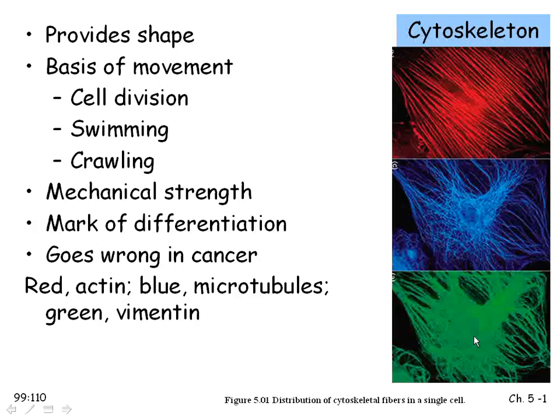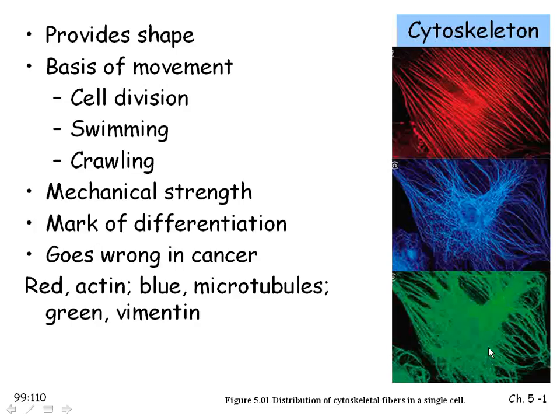Okay. This panel of three pictures is the same cell in which three different filament systems have been revealed. The top picture is showing you the actin fibers. These are bundles of actin microfilaments. This is showing you in blue microtubules, which we're going to see are especially addressing compression bearing. And here are intermediate filaments.